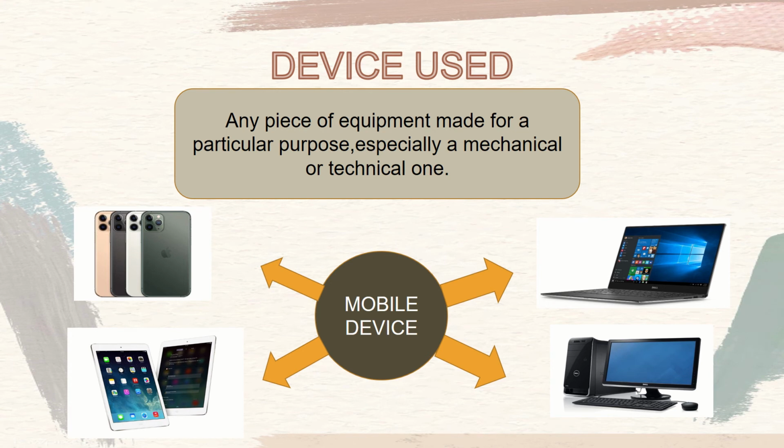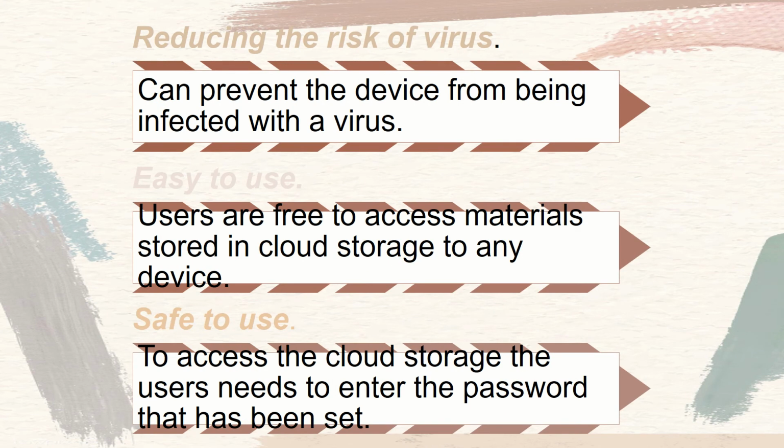Next is device use. A device is a piece of equipment made for a particular purpose, especially a mechanical or technical one. As we already know, we have a few types of devices such as input device, output device, storage device, and mobile device. For this cloud storage, we focus more on mobile devices such as smartphones, tablets, and laptops. So, here are the advantages of cloud storage in the use of the device.